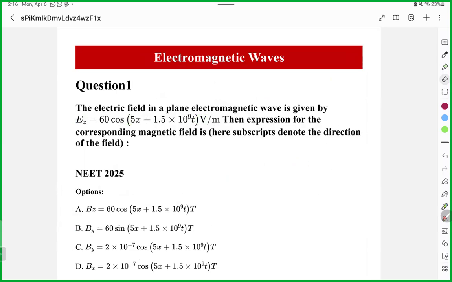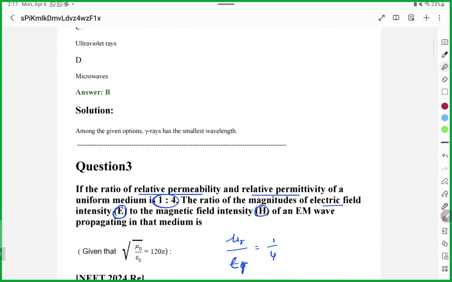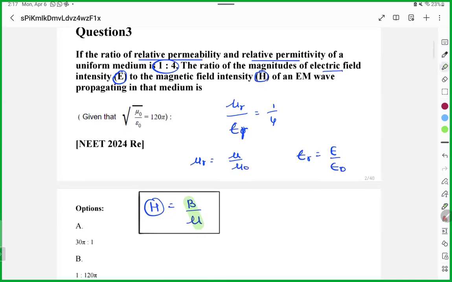Tell me what is your answer and how you are going to calculate it. Don't tell me the answer. How are you going to calculate this? One minute, sir. Let me just read the question. Electric field value is given, you have to calculate the magnetic field. Tell me how you are going to proceed with this. You guys solve this question.